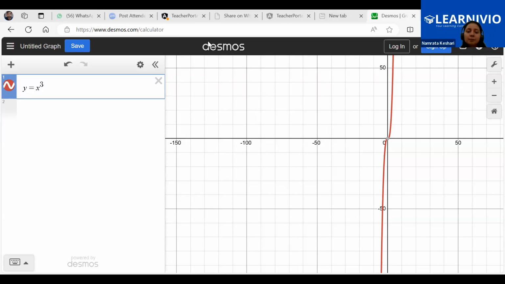Exactly. Minus infinity to positive infinity, everything will be there in the output. That means the range will be all real numbers, or you can also say minus infinity to positive infinity. Everything is the range. Getting it from the graph? Are you able to see? Yes or no? Alina, are you getting it?